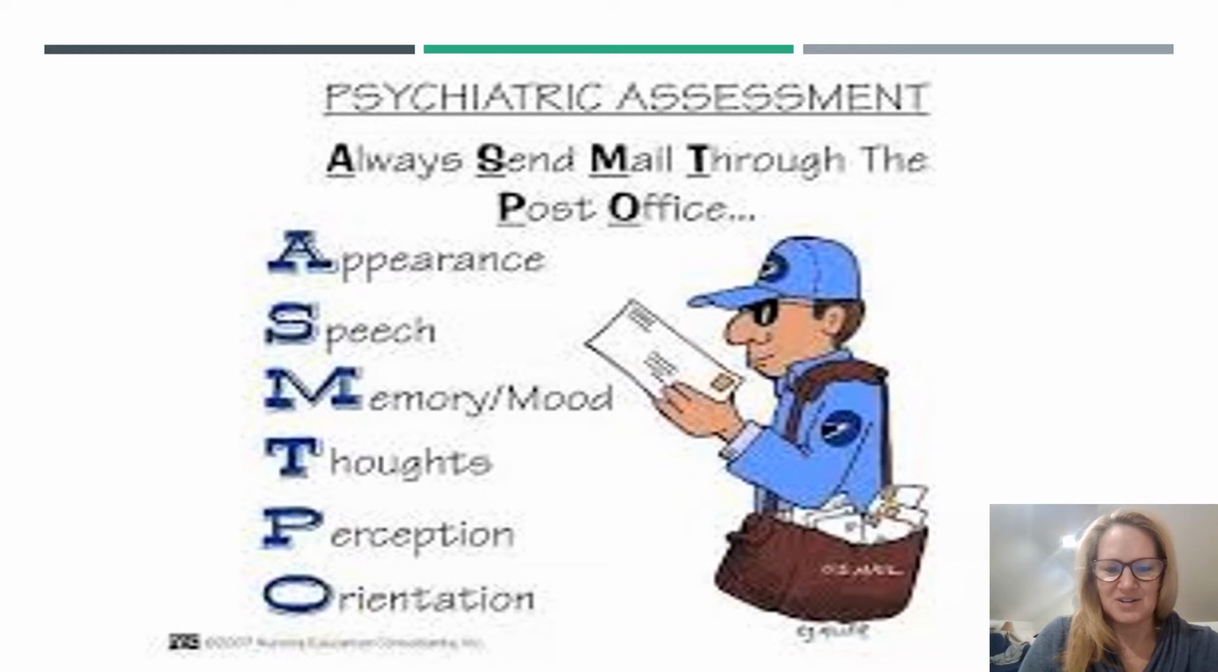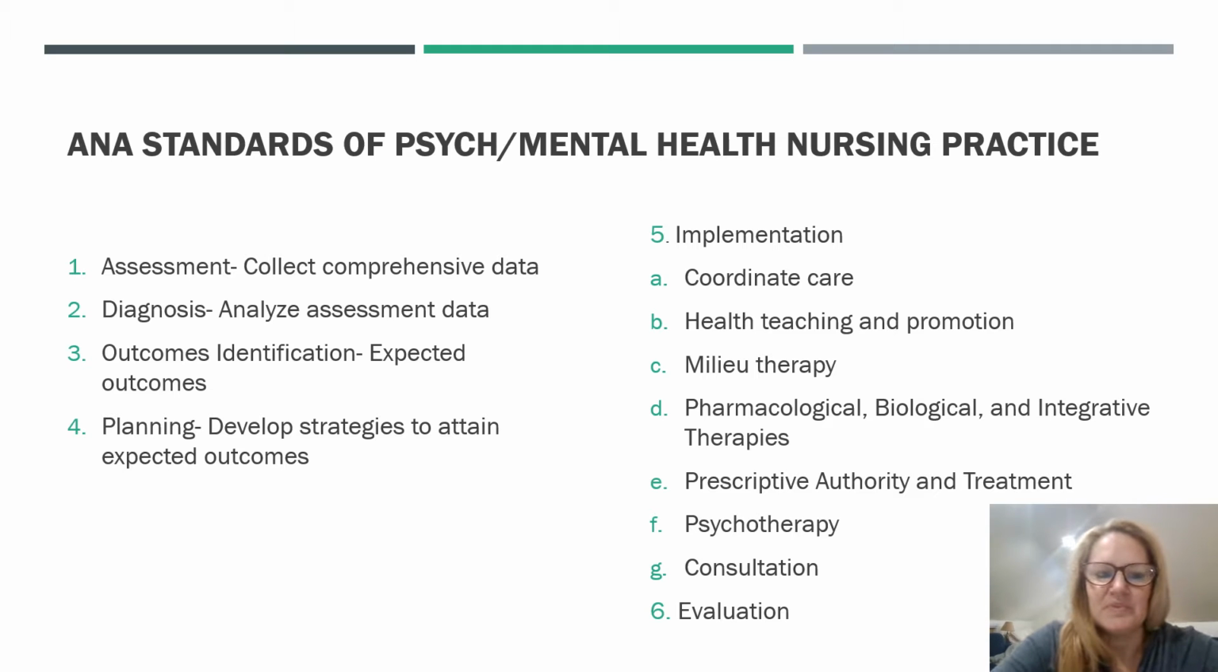And their orientation. You'll hear a lot of what sounds like chit-chat on the psychiatric unit, but we're really assessing a lot of these different things: the thoughts, the mood, the perceptions, the orientation. So there's that ANA again. These are the standards of mental health nursing practice. And look familiar: assess, diagnose, planning, implementation, and evaluation.